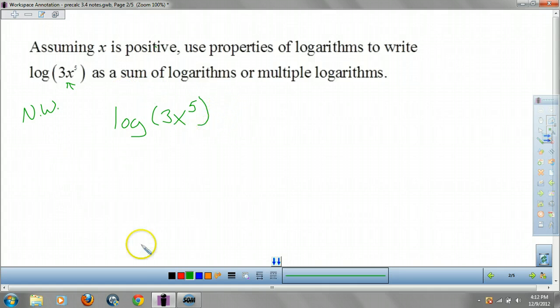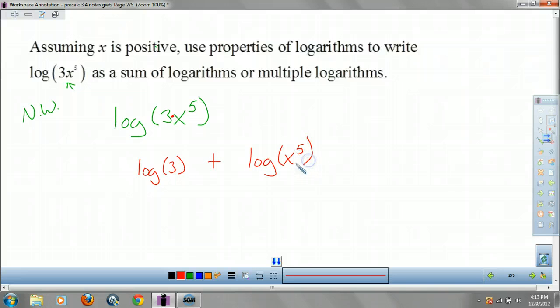Okay. First, this is multiplication. A rule of multiplication says I can take my log of 3 and add to it my log of x to the 5th. Okay. Am I done? No dice.